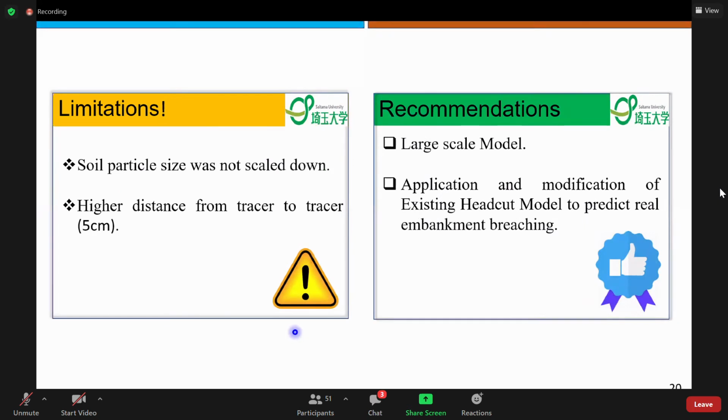In our study, we have some limitations. We replicated the real embankment in the model, but we couldn't apply any scale factors, so practically, erosion phenomena may change. The tracer-to-tracer center distance was kept at 5 centimeters, so measurement accuracy was reduced. We recommend conducting a large scale model and applying the existing headcut model to our results to modify it, so that we can predict the real embankment breaching phenomena in practical site conditions.